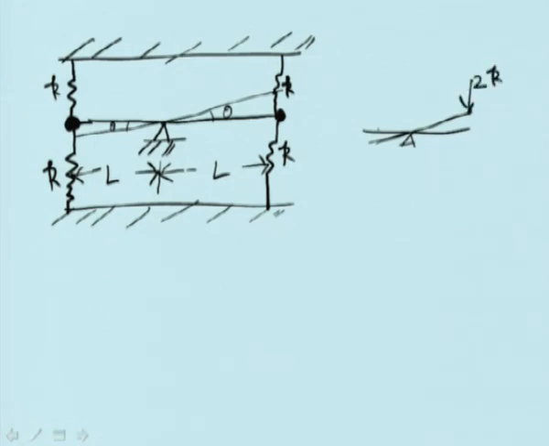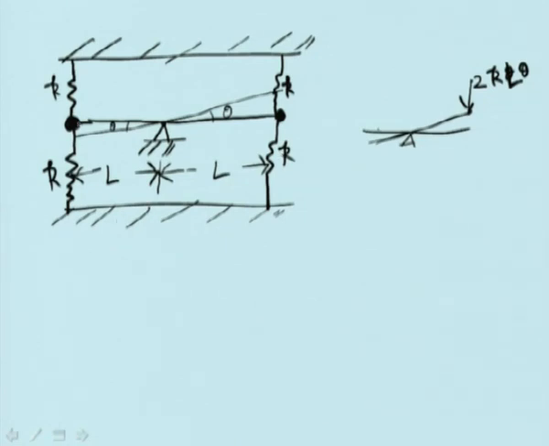2KL theta. Why? Because this spring gets compressed by amount L theta, so this is KL theta. Another also gets stretched by L theta, so this is KL theta. So both are putting the forces in the same direction. They get added up, and this is 2KL theta. In fact, these two springs are in parallel.